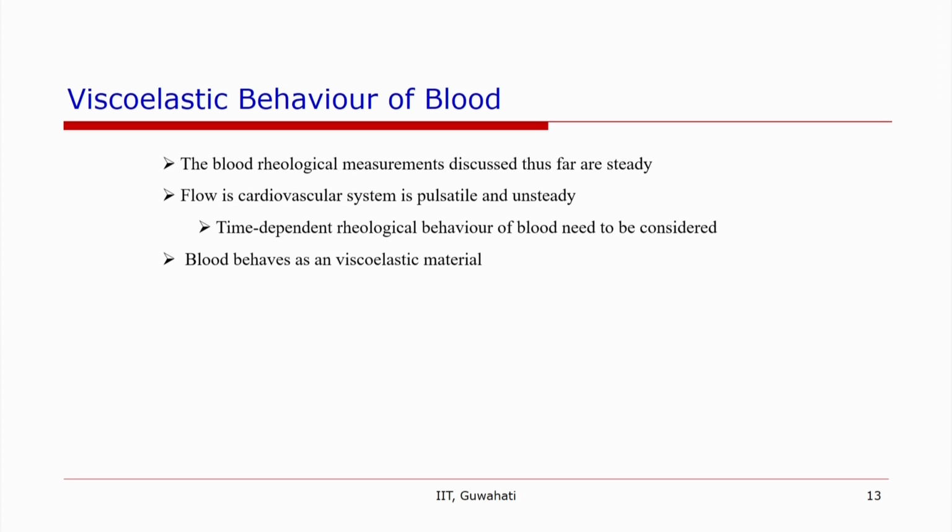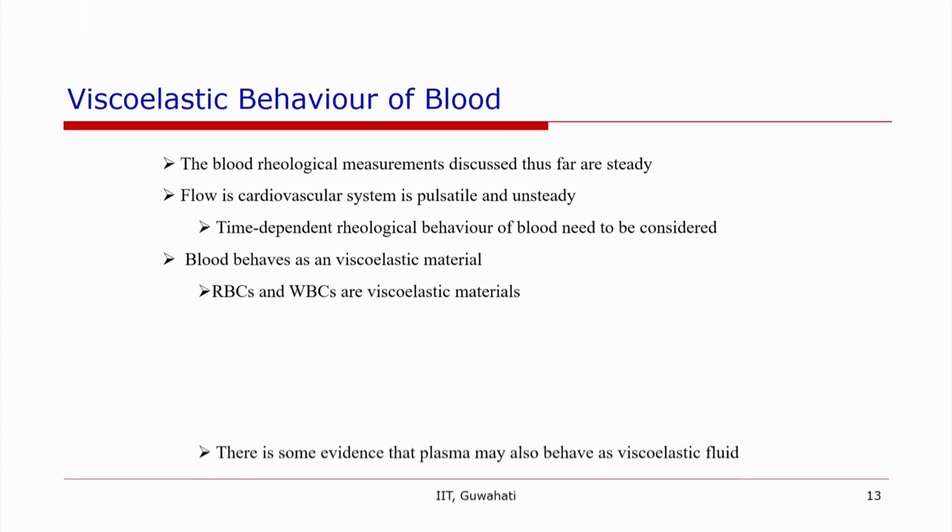So, it was first observed by Professor G.B. Thurston that blood behaves as a viscoelastic material, because the red blood cells and white blood cells are the viscoelastic component of the fluid. On the application of stress, the RBCs undergo deformation, and once the stress is removed, they come back to their shape. So the blood as a whole also shows viscoelastic behavior.